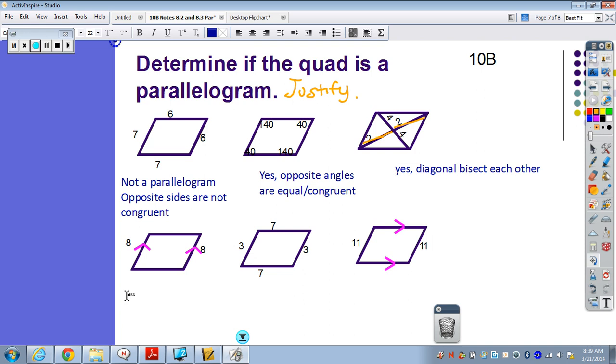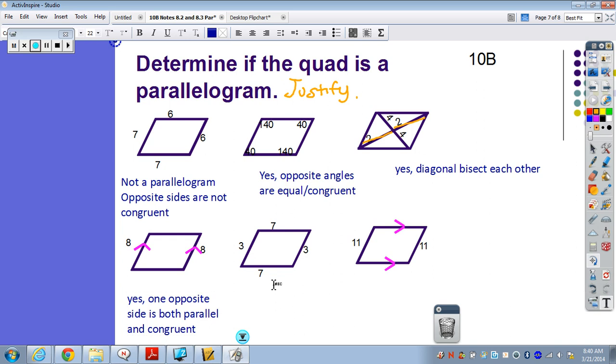For this one, now we're given a side length and a side parallel, and that does fit one of ours. So this is yes, one opposite side is both parallel and congruent.